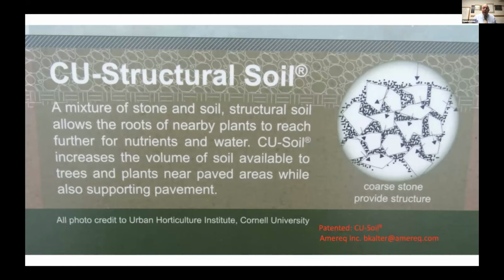Here is an example from an interpretive sign on the Cornell campus showing Cornell structural soil. And what it's doing, the intent, is to increase the volume of soil that is available to trees and plants that are beneath or near paved areas. But essentially, it's supposed to support pavement. Now, that's not something that soil under natural conditions typically would do.